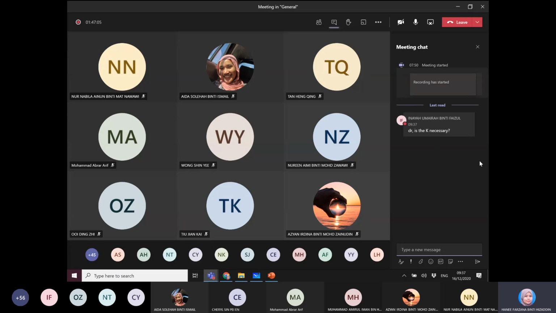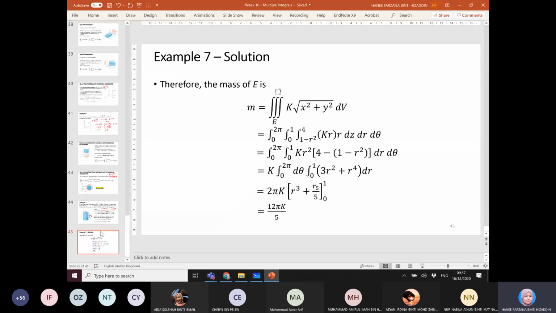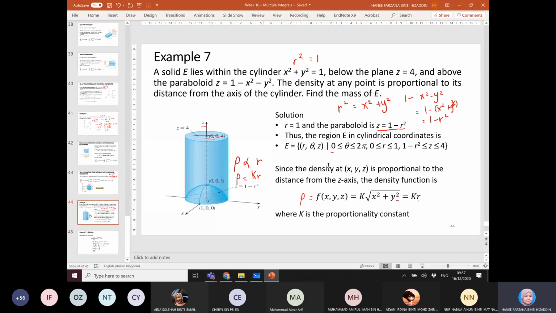Is the K necessary? What do you think? Well, because here in this example, it doesn't give you the actual exact function of the density. It just says that the density at any point is proportional to its distance. So whenever something is proportional to something, you would write this down first, right? Rho is proportional to r.